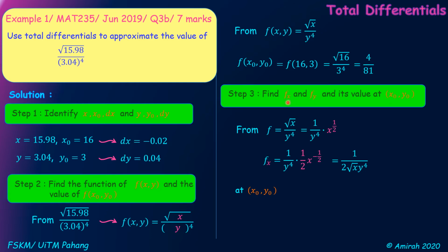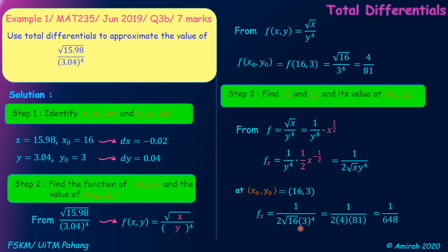Alright, after we find fx, we can find its value at x naught, y naught. So at x naught, y naught means x naught equals 16 and y naught equals 3. Okay, so at (16, 3), our fx equals 1 over 2.